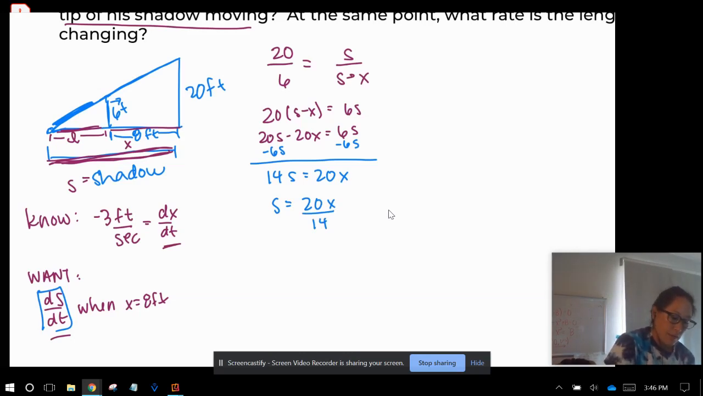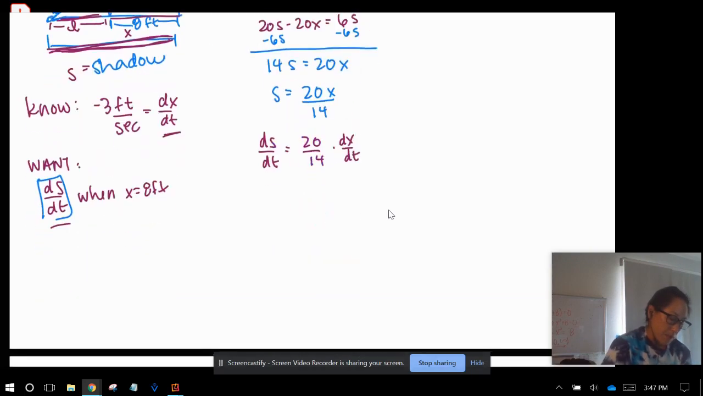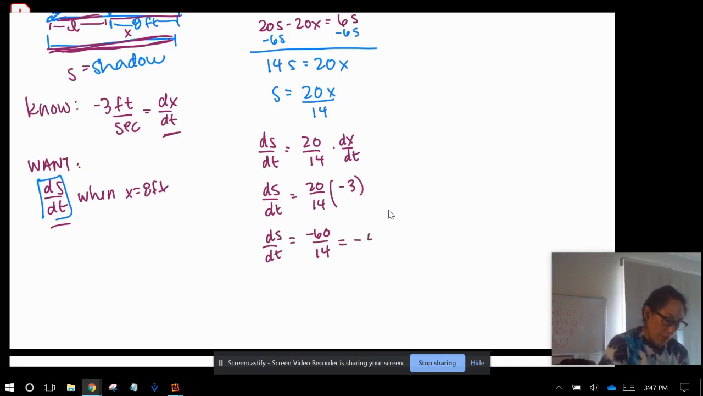Now we can take the derivative. So ds/dt is equal to 20 over 14. The derivative of x is 1 times dx/dt. All right, so ds/dt, that's what I'm trying to find, is equal to 20 over 14 times -3. So ds/dt, the rate of the shadow, is going to equal -60 over 14, which is equal to -4.615 feet per second.